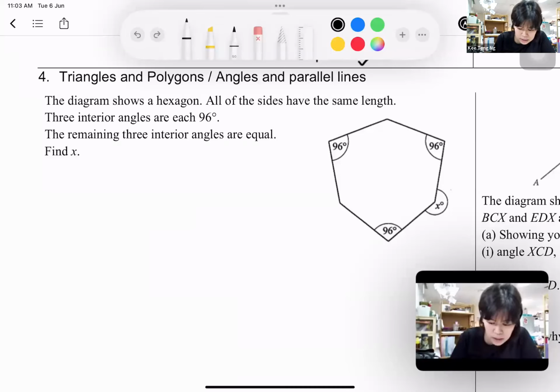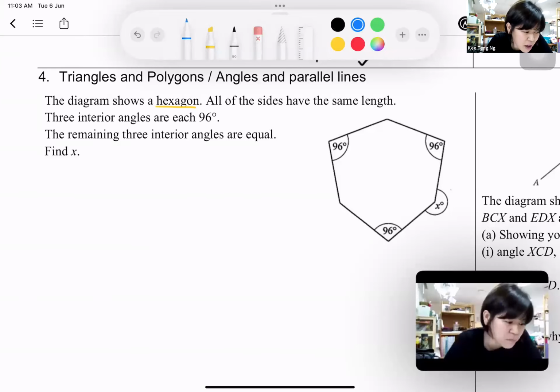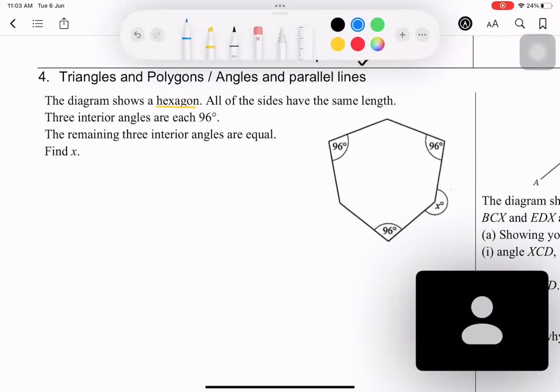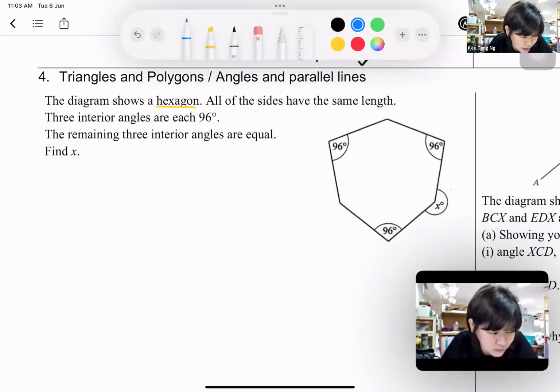Hexagon. How many sides are there in a hexagon? Hexa. Who says 6? Okay, Wenjun, thank you very much. So hexagon is 6-sided. Then let me recall a little bit. Pentagon, how many sides? 5. Yeah. Octagon, Chevelle. 8. Yes. Then 7-sided is called what?